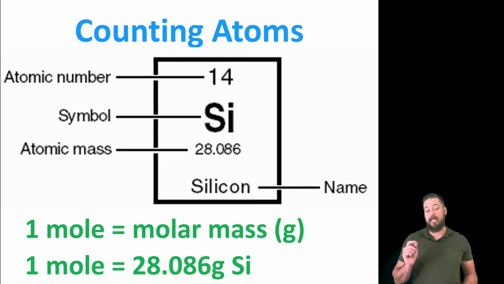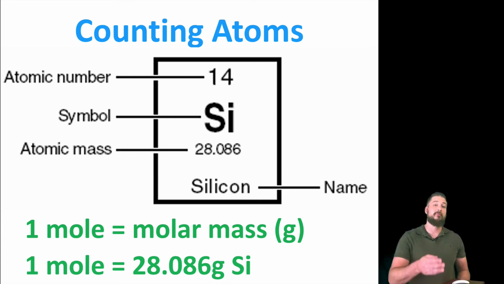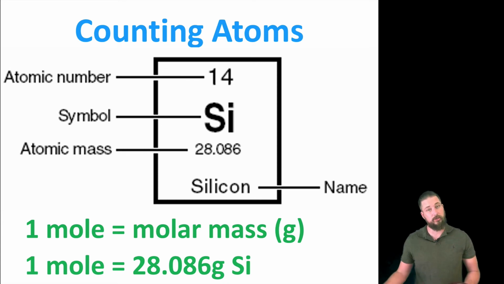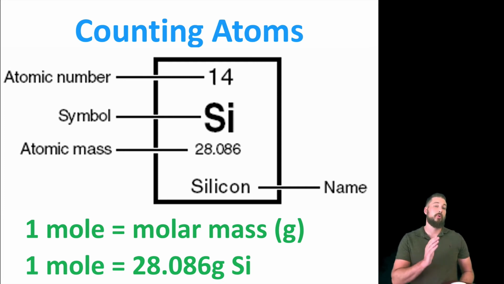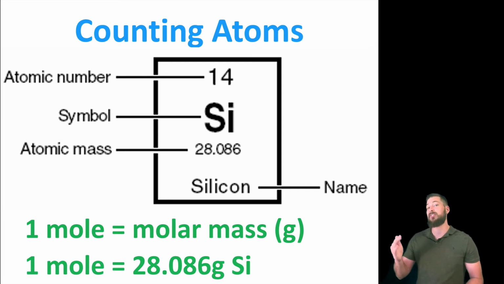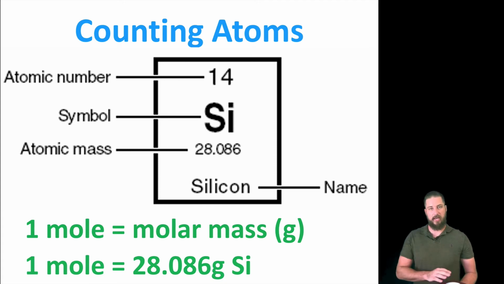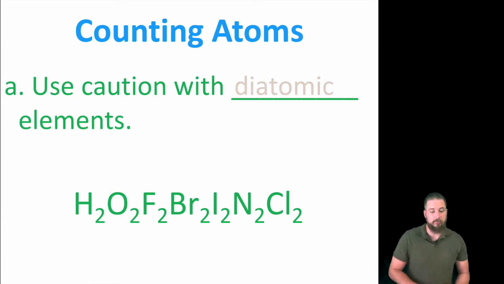However, if you look at the molar mass of silicon, it is much larger than the molar mass of carbon. In fact, carbon's is 12.01, and so that means that for 1 mole of carbon, you'd have 12.01 grams of carbon. That's compared to 1 mole of silicon, which is 28.086 grams. And so again, if you have 1 mole of carbon and 1 mole of silicon, you'll have the same number of particles, but different masses.